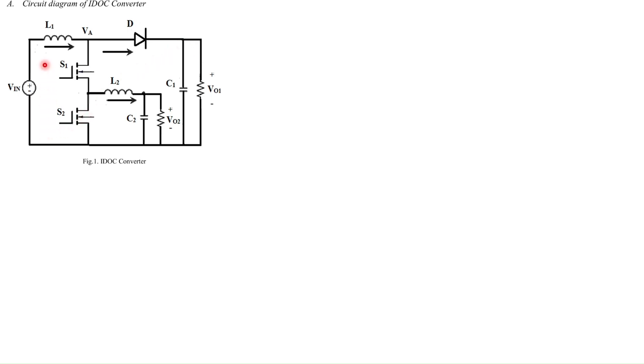So if you look at the circuit, the top part of the circuit looks like a boost converter, whereas this side of the circuit looks like a buck converter. So the topology of IDOC has been taken from a boost converter and has been modified a bit. So now let's look at the modes of operation.